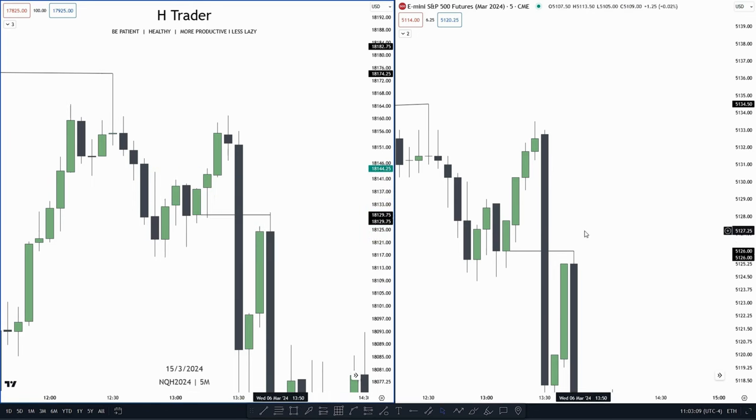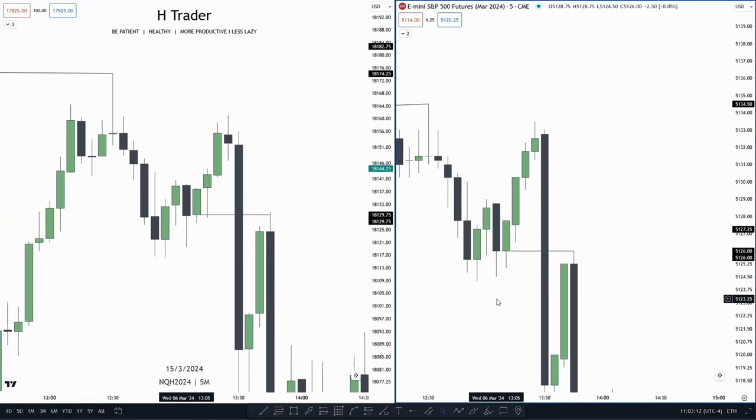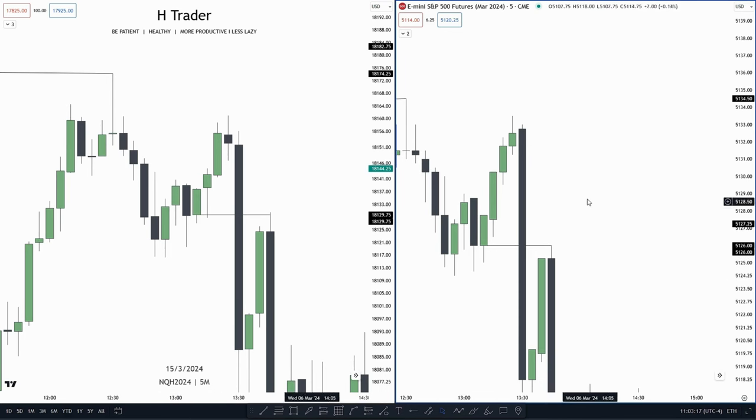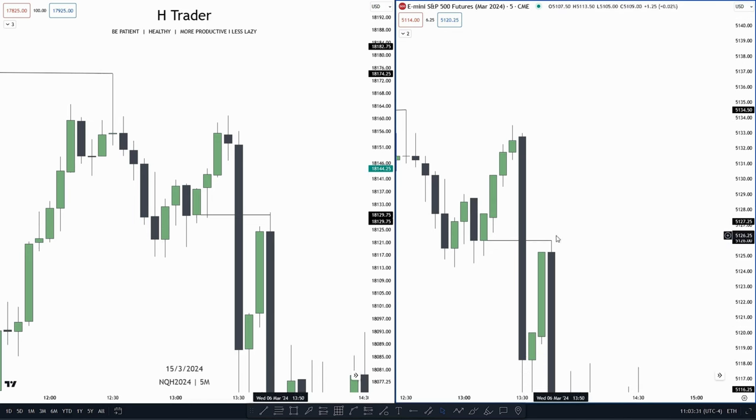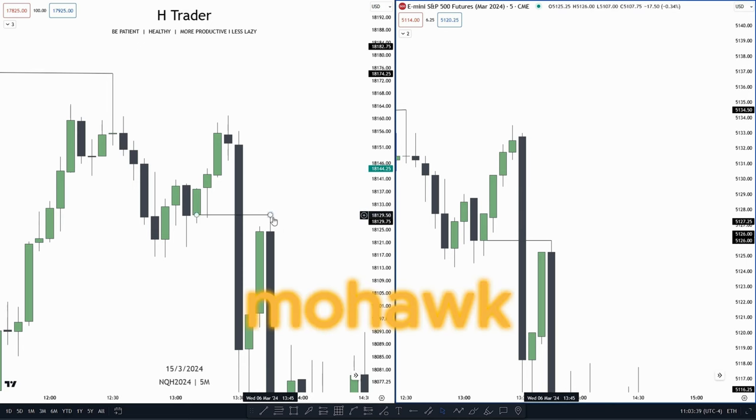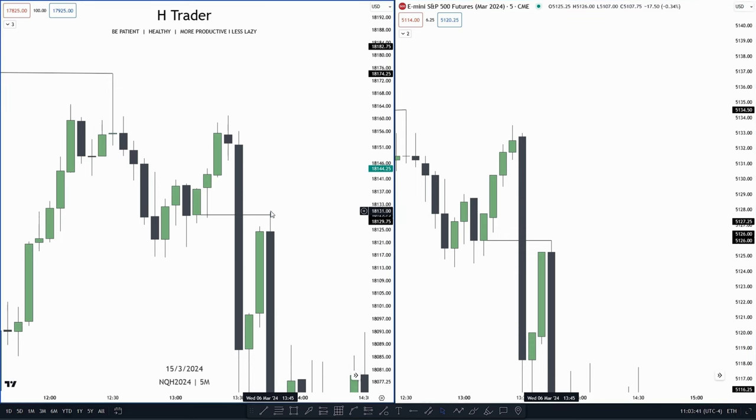And that now means we can anticipate lower prices, and a trade entry would be found within the change in state of delivery, as it can be paired with this large imbalance. So already we have around 3 confirmations: SMT, mitigation block, and change in state of delivery. And also a bonus is this imbalance that we have within here.